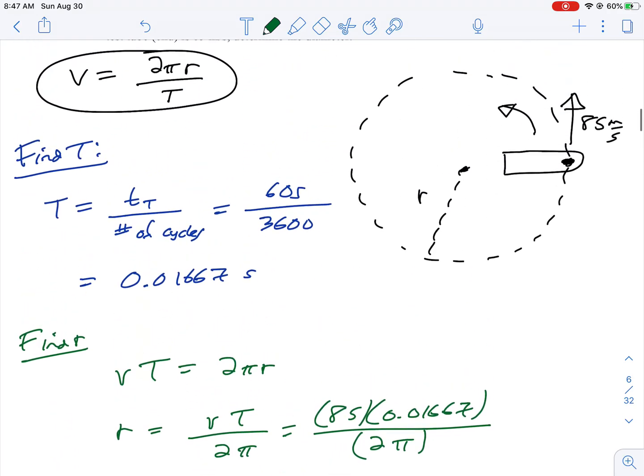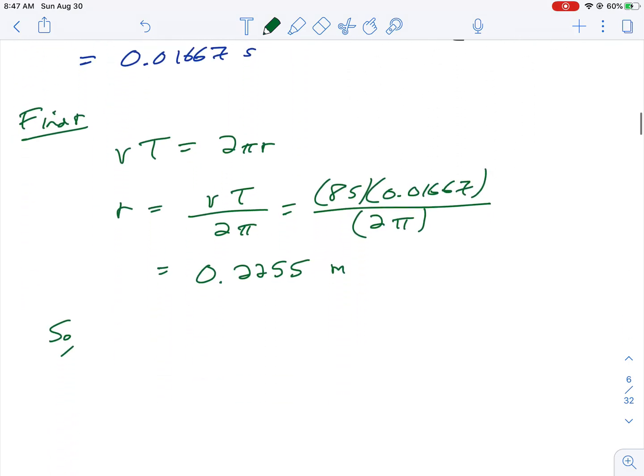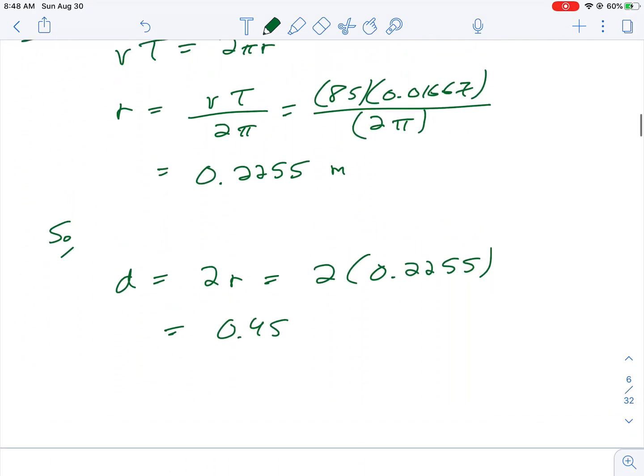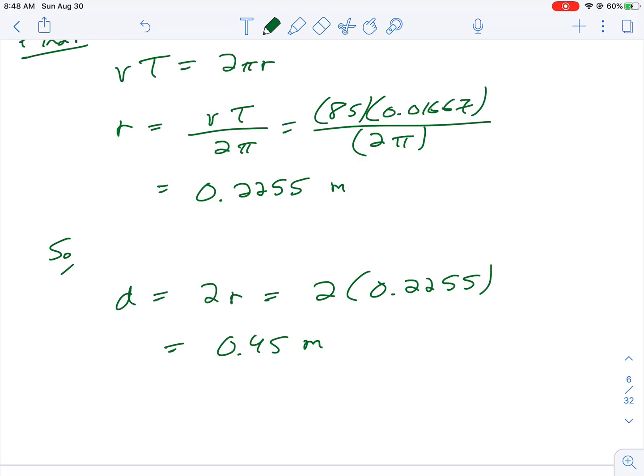And hopefully you understand the diameter is simply going to be twice that. So the diameter is simply going to be 2 times the radius. So 2 times 0.2255. So just multiply that by 2. You get 0.45. Let's see if it's 2 sig digs. Yeah, 2 sig digs. So 0.45 meters or 45 centimeters.